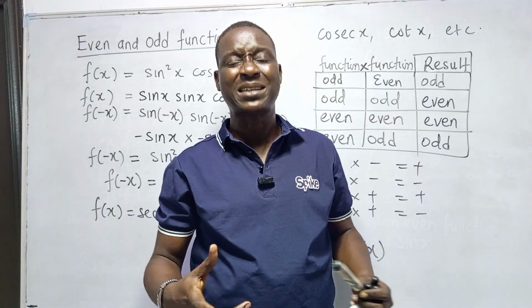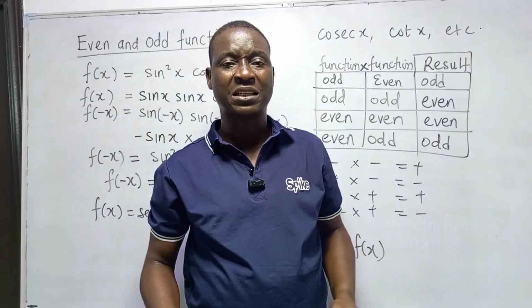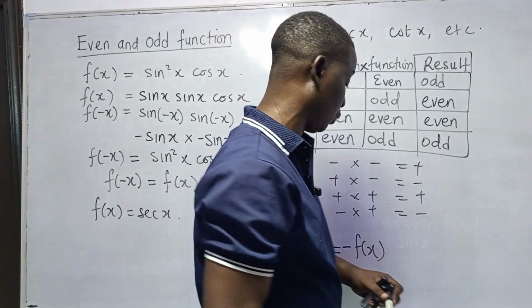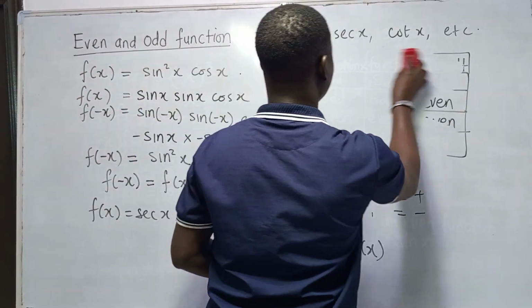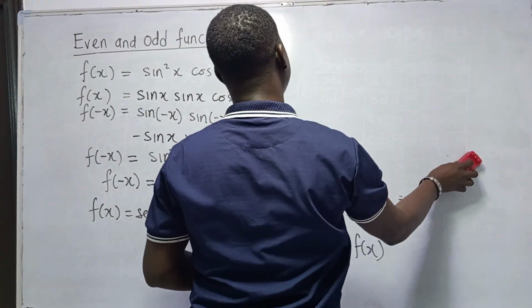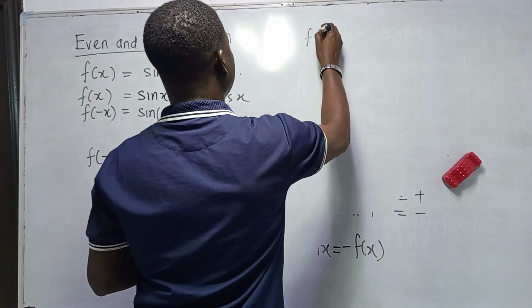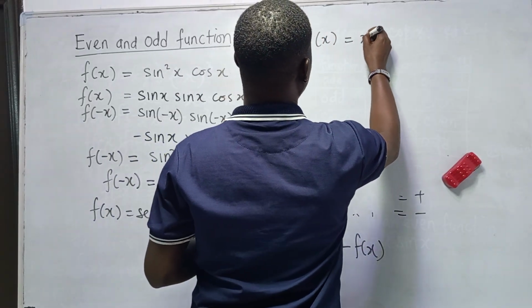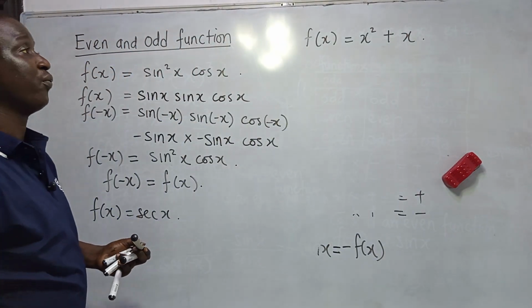That means they did not satisfy the condition of an even function. Neither did they satisfy the condition of an odd function. The example is what? ln. If I give you ln x, or let me start with a simple example. Let me say f of x equal to x squared plus x. This is an example of what?